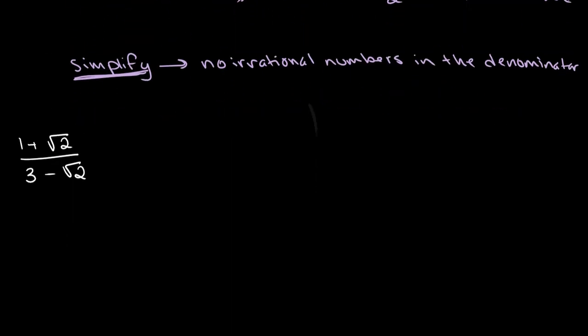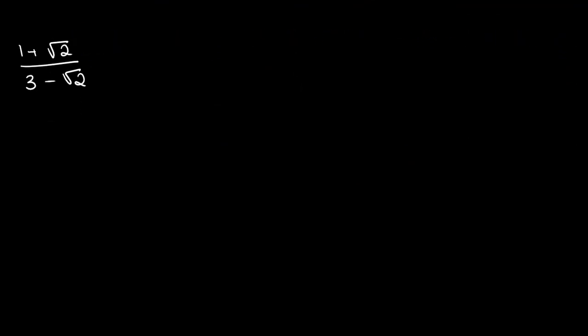We have 1 plus the square root of 2 divided by 3 minus the square root of 2. Over here also we need to rationalize our denominator, and we'll do it basically the exact same way as before. We'll multiply it by some number a over a, using the rule, where I used x and y last time, x minus y times x plus y is equal to x squared minus y squared.